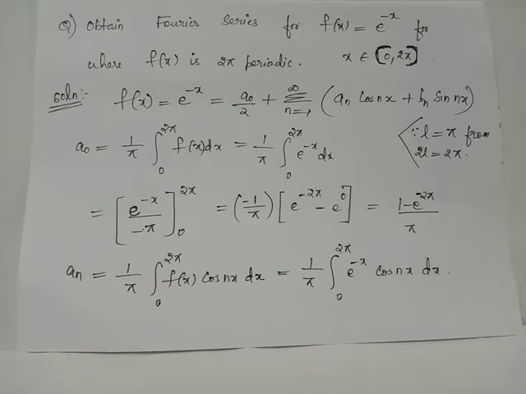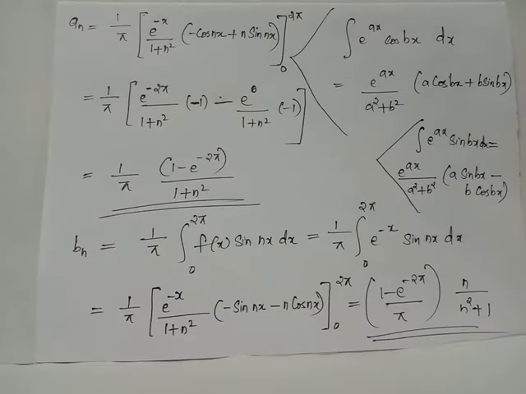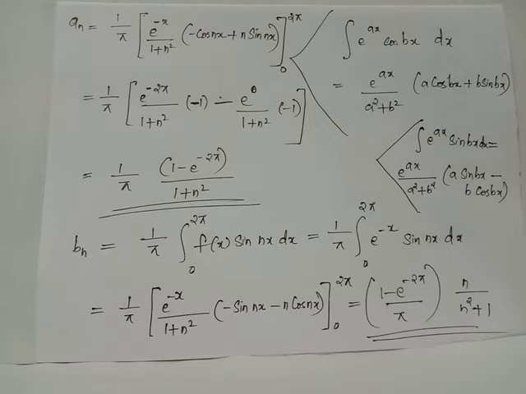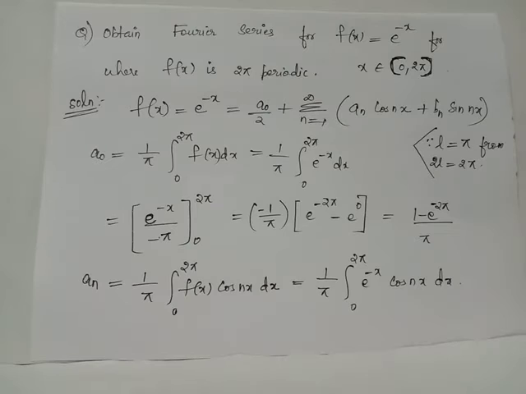We can evaluate a n using the formula a n equals 1 by pi integral 0 to 2 pi f of x cos n x dx, where f of x equals e raised to minus x. Thus we will obtain a n equals 1 by pi integral 0 to 2 pi e raised to minus x cos n x dx. We have the standard formula integral e raised to ax cos bx dx equals e raised to ax divided by a square plus b square multiplied to a cos bx plus b sin bx. Here we have from this integral a equals minus 1 and b equals n.